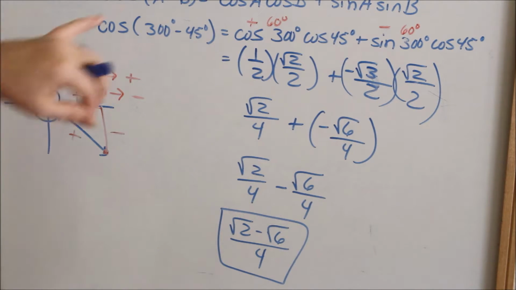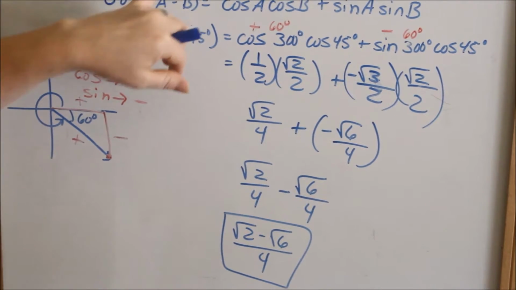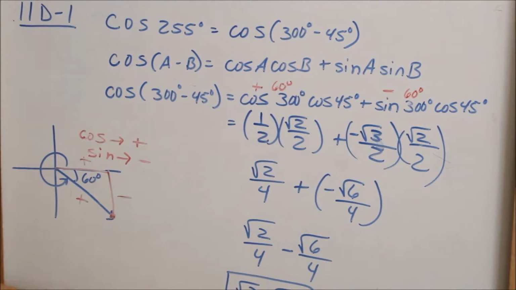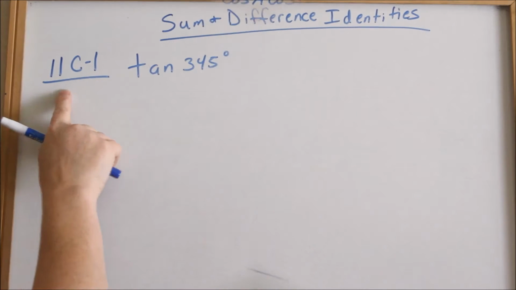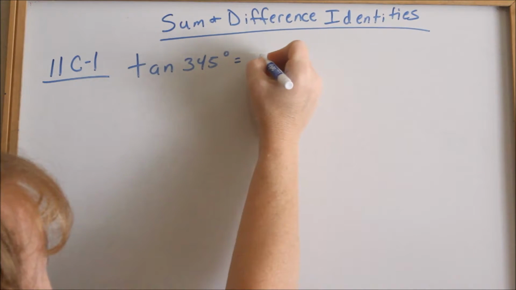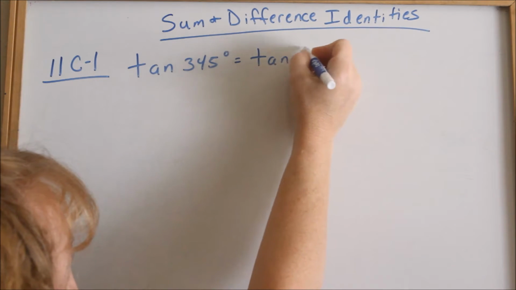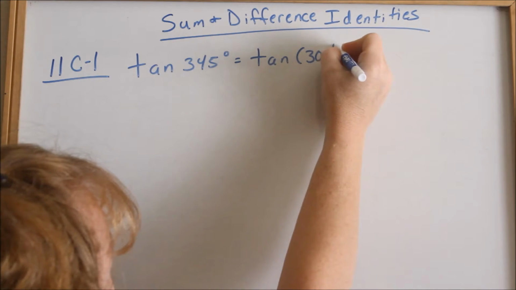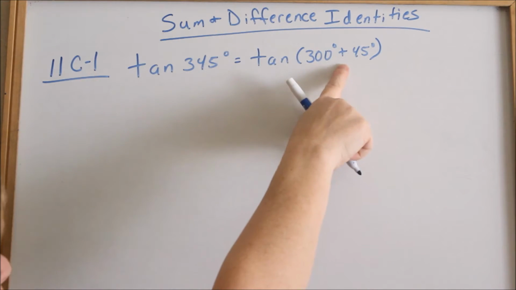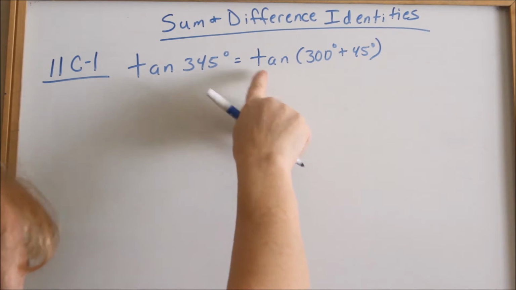And that is cosine 255 degrees. We just used the difference identity of cosine to get an answer. Okay, 11C1, tangent of 345 degrees. I'm going to choose to break this into tangent of 300 degrees plus 45 degrees. I'm going to turn this into a sum identity of tangent.